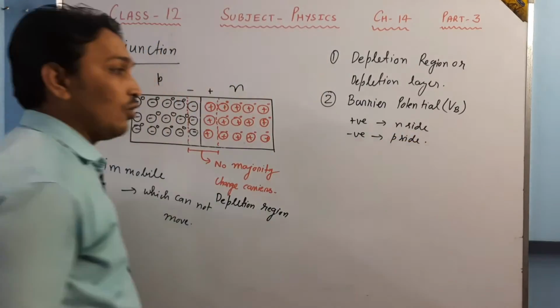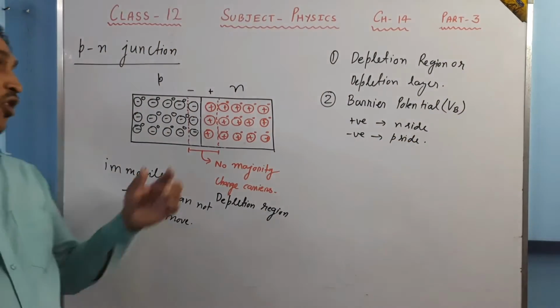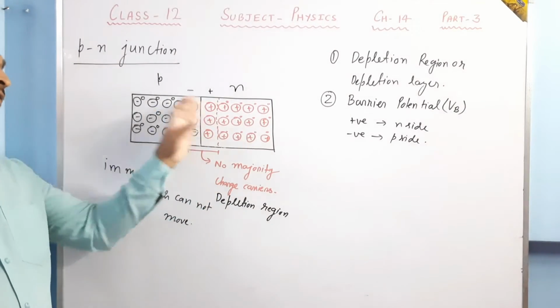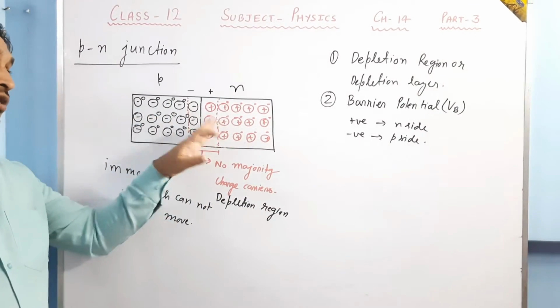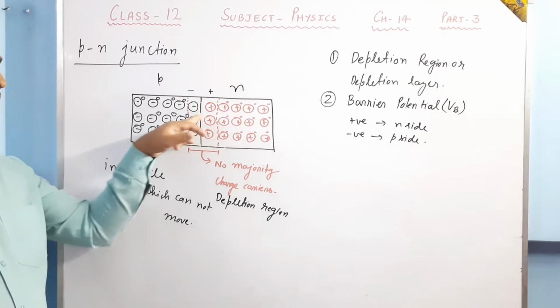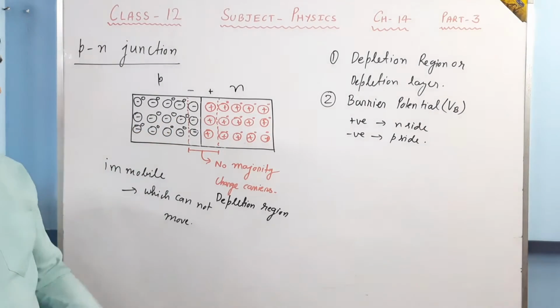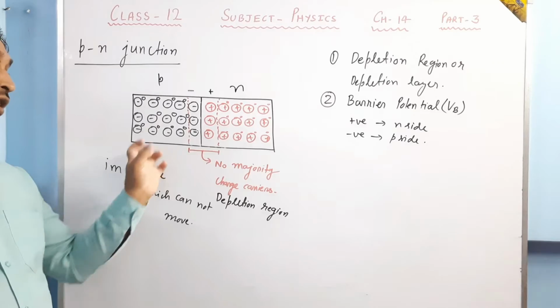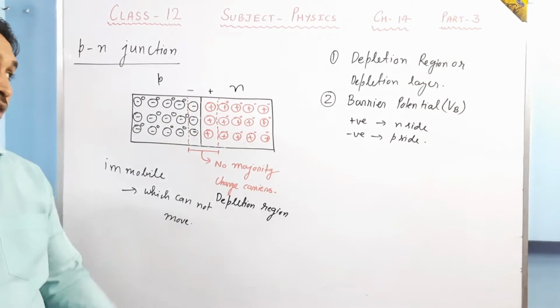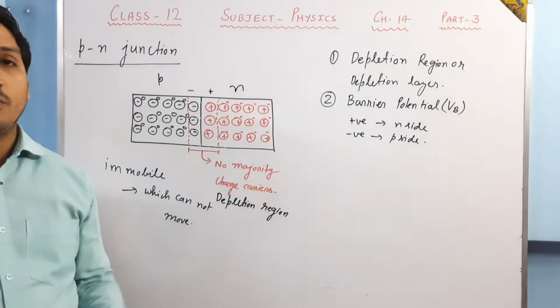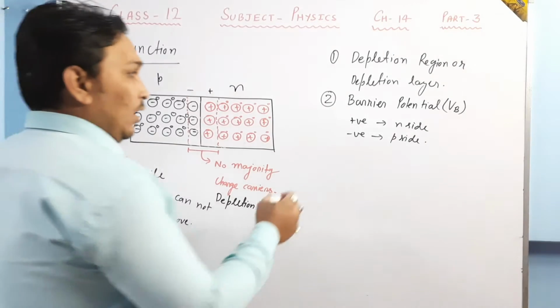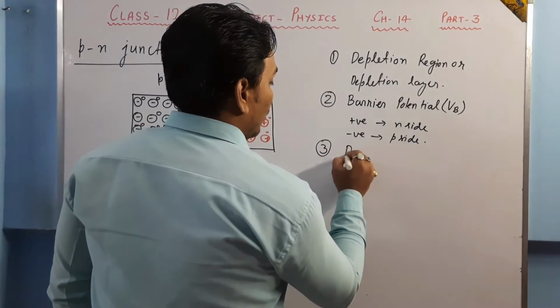Why is it called a barrier? Because it obstructs the diffusion of further charges. Now these electrons cannot go over here, because this negative charge will repel the electron. So this is called the barrier potential. The third thing is called diffusion.